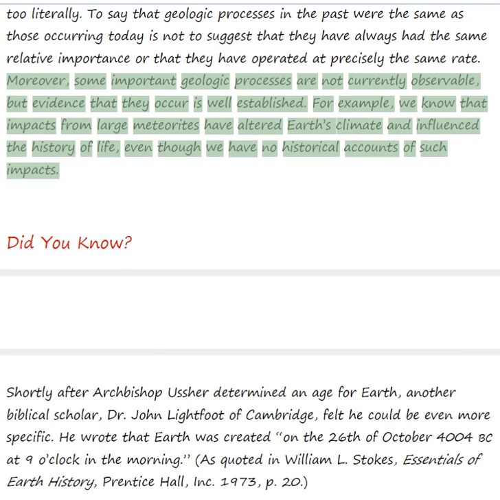Moreover, some important geologic processes are not currently observable, but evidence that they occur is well established. For example, we know that impacts from large meteorites have altered Earth's climate and influenced the history of life, even though we have no historical accounts of such impacts.